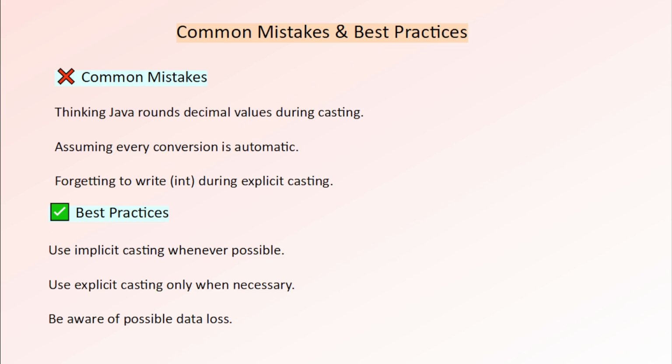Before we finish, let's talk about a few common mistakes. Many beginners believe Java rounds decimal values during casting, but it doesn't. Remember, if you are converting from a larger type to a smaller one, you must use explicit casting, and always be aware that some data may be lost.